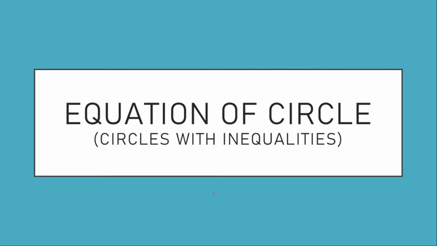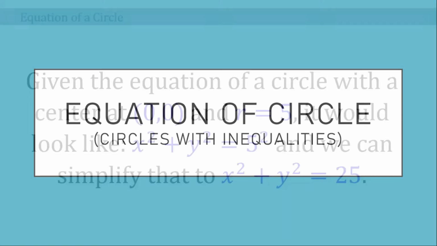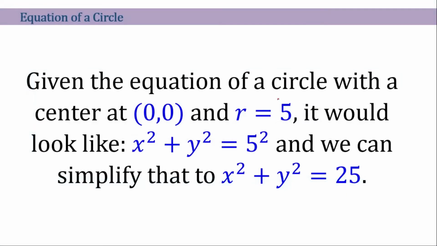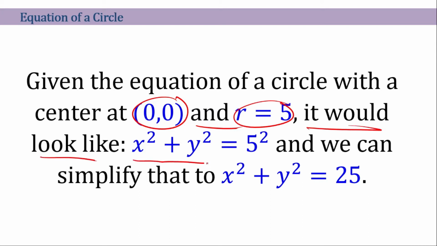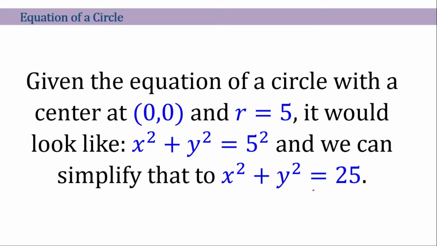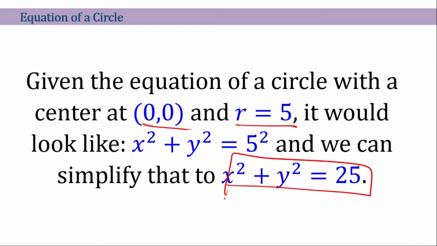Today we're going to tackle the equation of circles with inequalities. Given the equation of a circle with a center at 0, 0, or the origin, and a radius of 5, it would look like x squared plus y squared is equal to 5 squared. And we can simplify that to x squared plus y squared is equal to 25. This is the equation of the circle, having these properties.